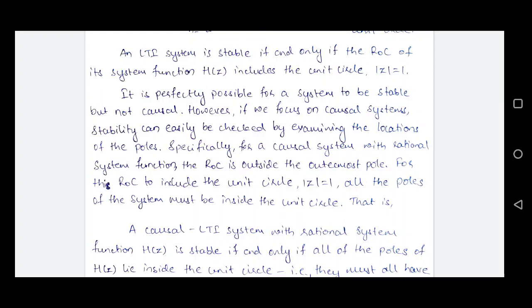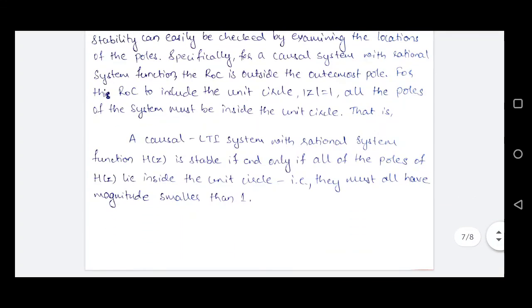Now, for the two properties, causality and stability, of any linear time invariant system, it is perfectly possible for a system to be stable but not causal. However, if we focus on causal systems, stability can be easily checked by examining the locations of the poles. Specifically, for a causal system with a rational system function, the region of convergence should be outside the outermost pole. For this region of convergence to include the unit circle, all the poles of the system must be inside the unit circle, and that is possible only when all of the pole magnitudes are less than 1.